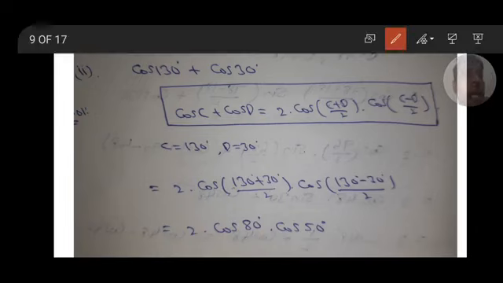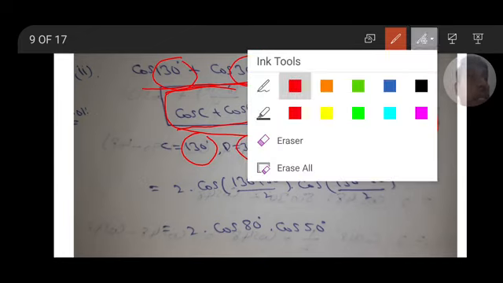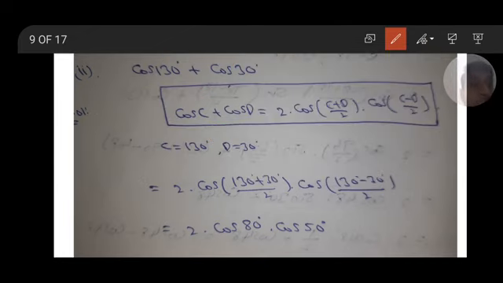Cos 130 degrees plus cos 30 degrees. It is of the form cos c plus cos d. The formula is cos c plus cos d equals 2 cos of (c plus d) by 2 into cos of (c minus d) by 2, where c equals 130 degrees and d equals 30 degrees. Substitute c equal to 130 degrees and d equal to 30 degrees.